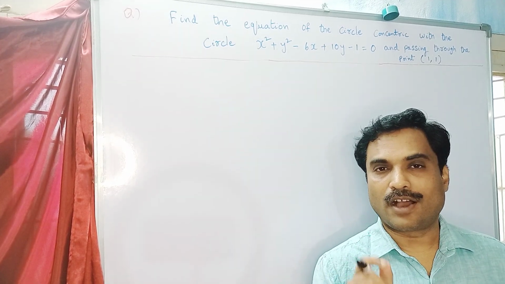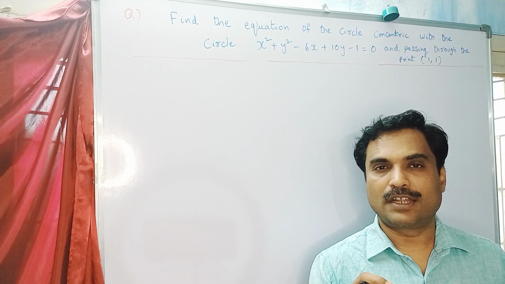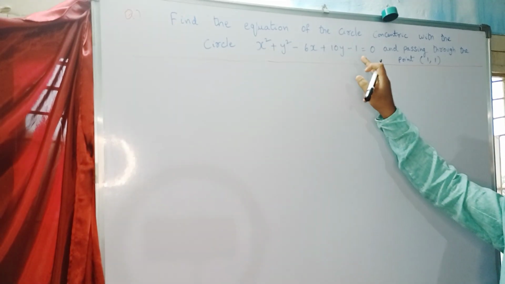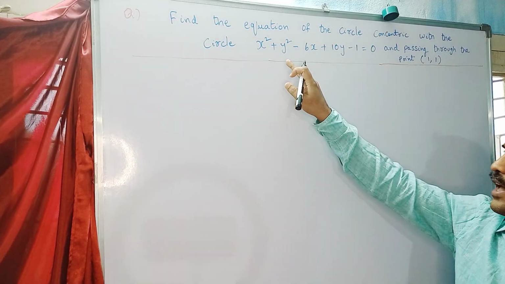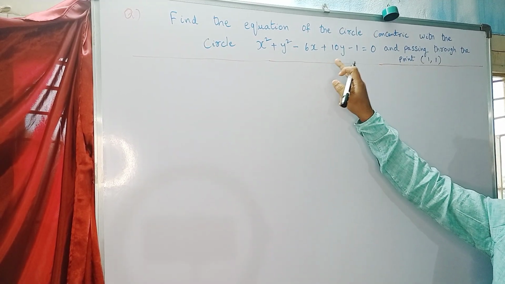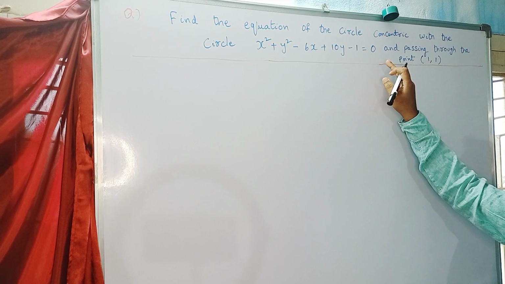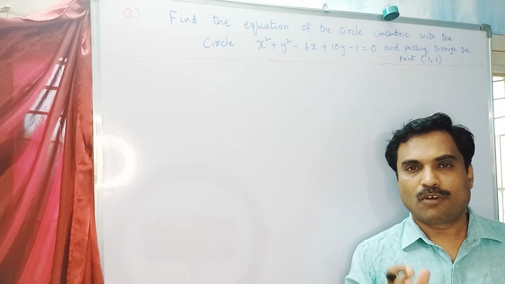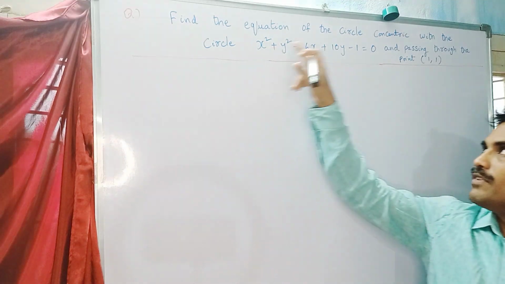In this new video, I am going to solve a mathematical problem under analytical geometry. So the problem is, find the equation of the circle, concentric with the circle x square plus y square minus 6x plus 10y minus 1 equal to 0 and passing through the point (1, 1). So what you need to find? You need to find the equation of the circle.